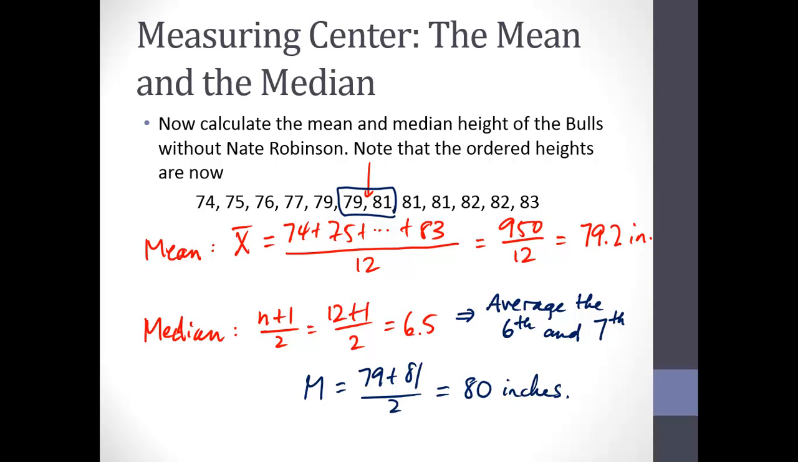Again, pretty straightforward, a little tricky since we have an even number of observations. You're going to have to do this little trick to get the median here. Any questions you guys can think of on calculating the mean or the median?